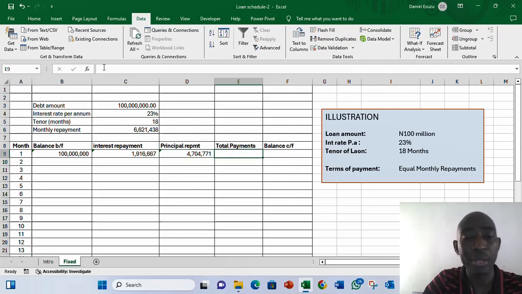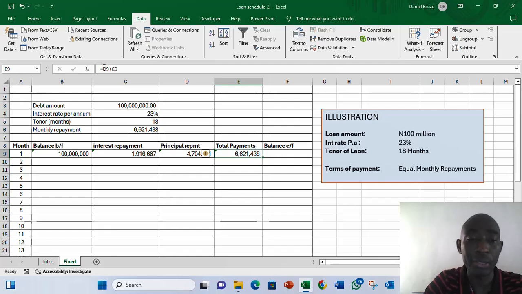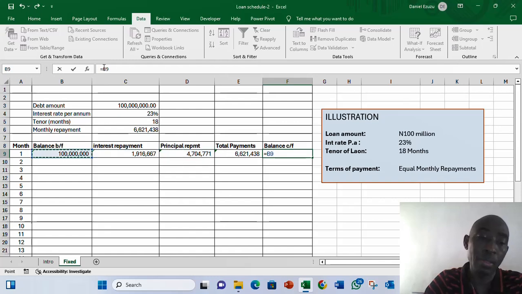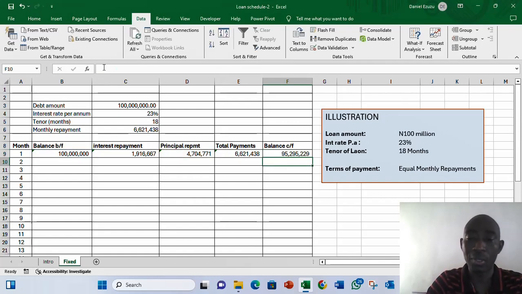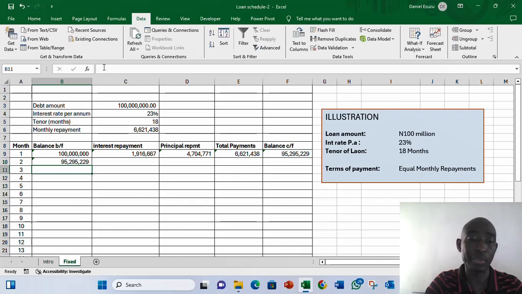Now total payment is this plus this. If we are correct, if we add these two, we should be able to get the monthly part. So I'm going to say this one plus this. This is my total payment, and if you check, it's exactly the same amount I have there. So balance of the facility is simply this minus payment towards principal, which is this, and I have this. That is the balance of the facility in month 1. So I come here, I do this, take the balance from previous month, and I have this.